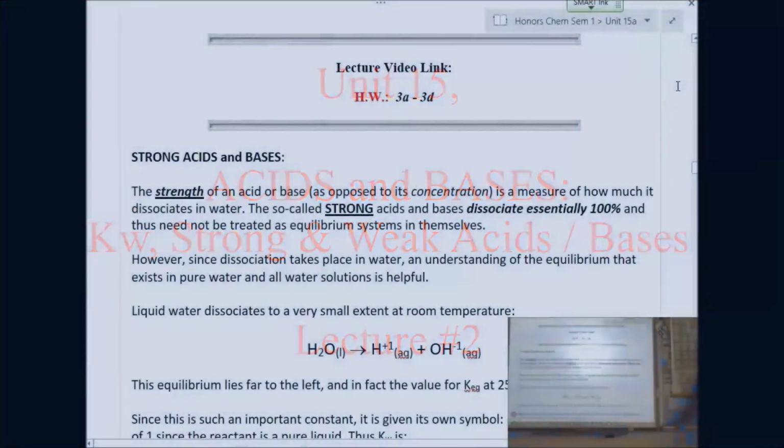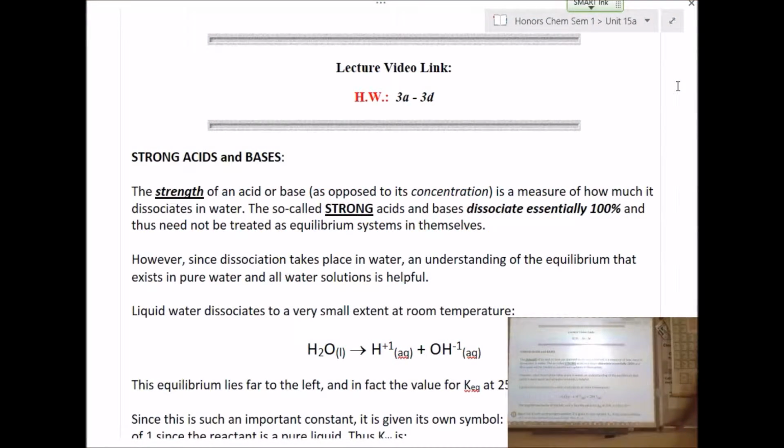So today we're going to talk about strong bases, and if you're not strong, then you must be weak. Strong bases deals with how well something dissociates. And there are only a few strong acids and a few strong bases, but everybody else is weak.